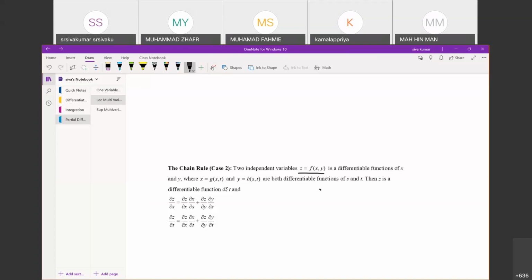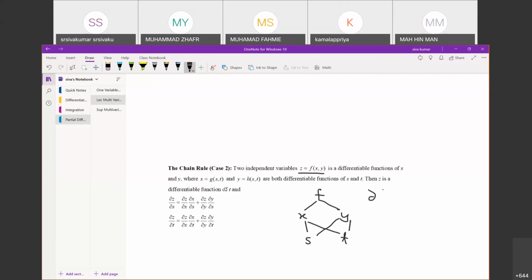Therefore, let me sketch this. f contains two independent variables called x and y. Now x contains what we call s and t. Therefore, you can see this is connected like that. y is connected to s and it is connected to t. Therefore, now you see how I build the formula. The formula for the chain rule case 2, you look at this. Instead of z, I start with this f.